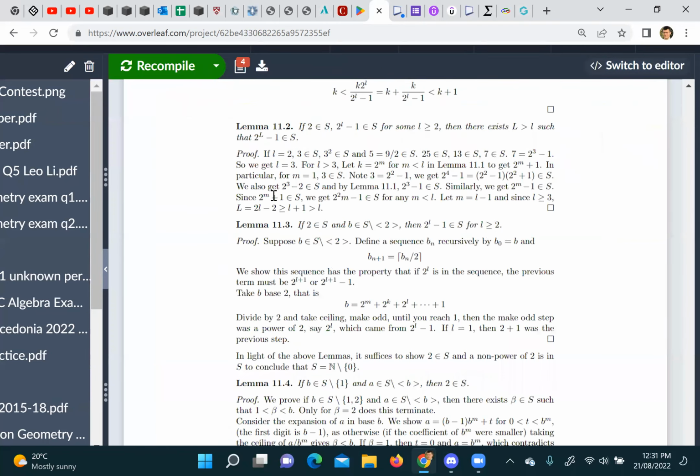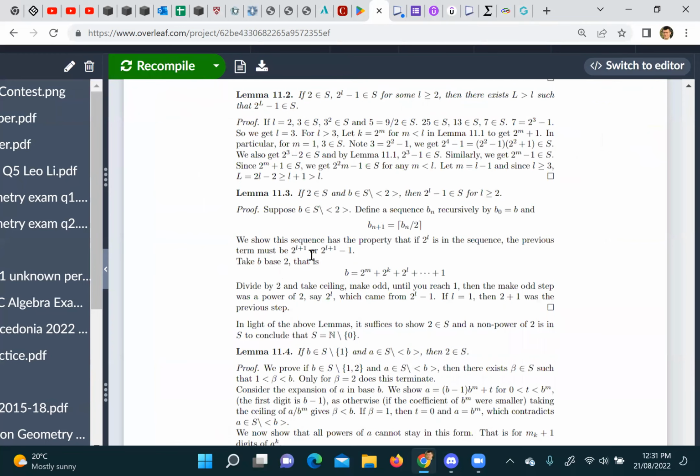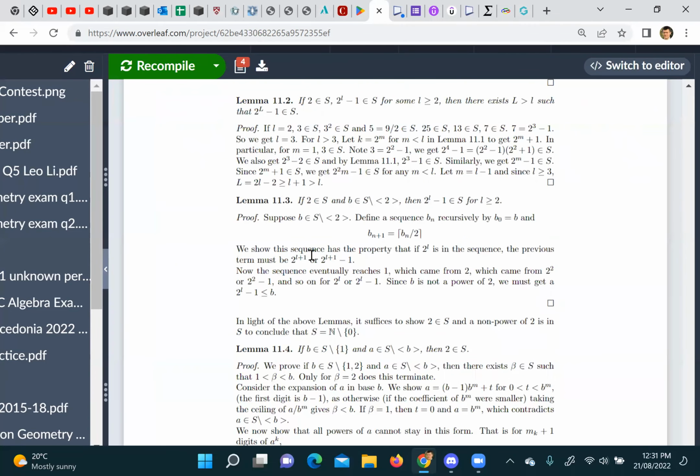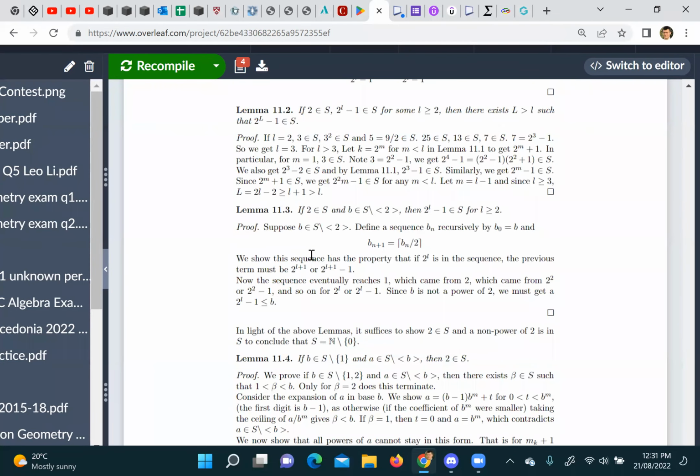All right, let's see what it looks like so far. Okay, suppose B is in S, not generated by 2. Define a sequence recursively with B_0 equals B and B_{n+1} equals that. Yes, sure. Every time you use LaTeX it makes it look nice. LaTeX makes it look elegant.